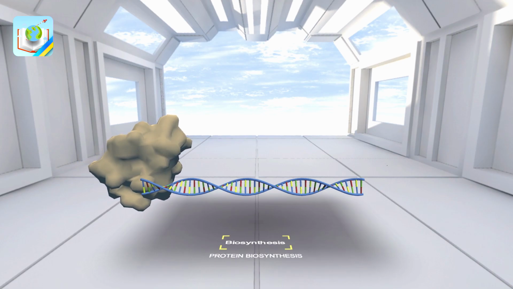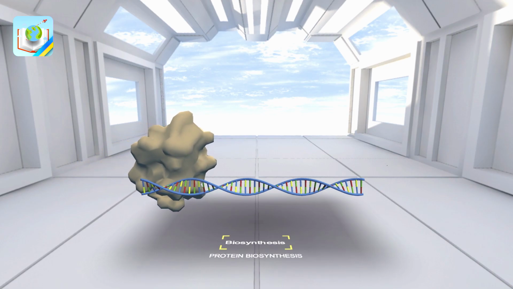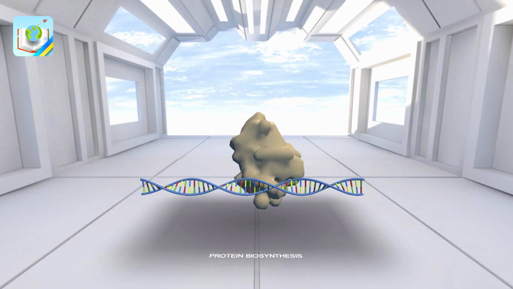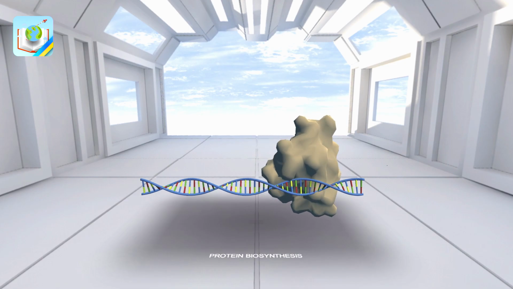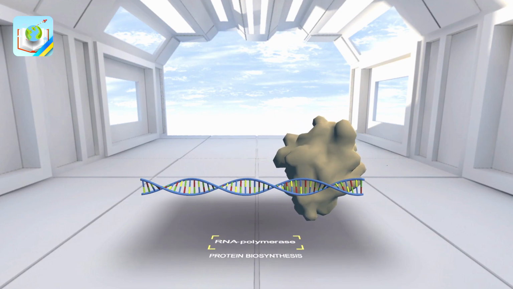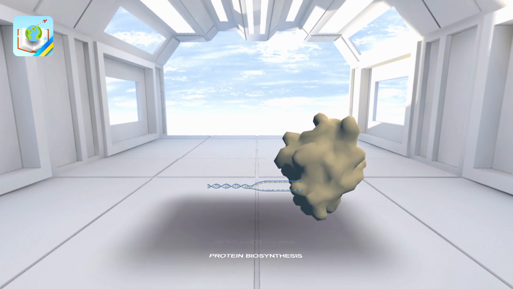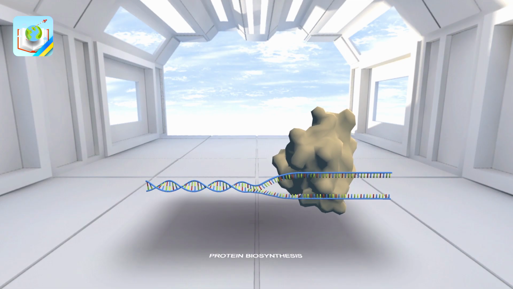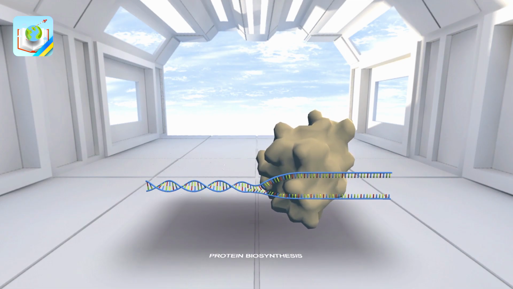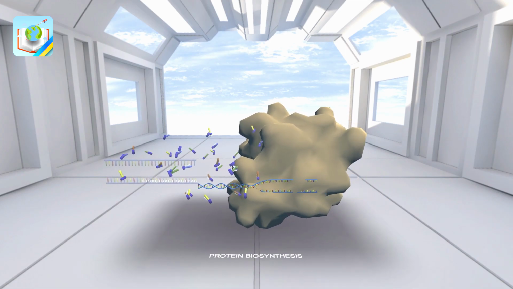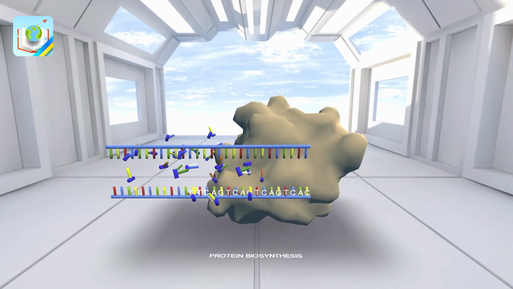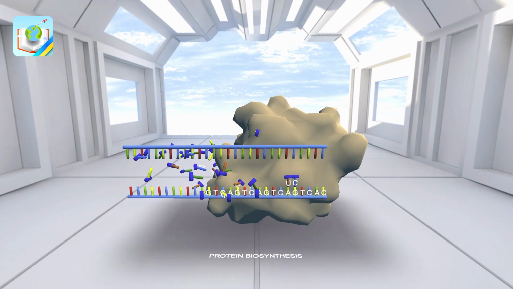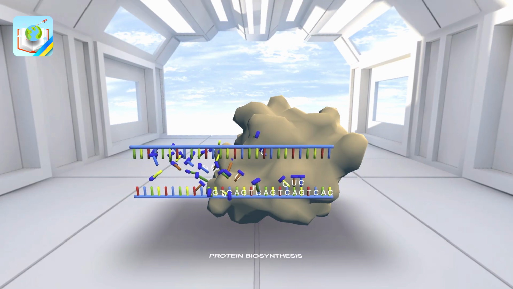The enzyme RNA polymerase detects a promoter region on the DNA strand. It attaches itself to the DNA in this area and begins to move along the strand. At the same time, the double helix of the DNA molecule unwinds, and RNA polymerase reads information from only one DNA strand. Messenger RNA, or mRNA, is synthesized by the nucleotides that get into the DNA matrix from the nucleus.